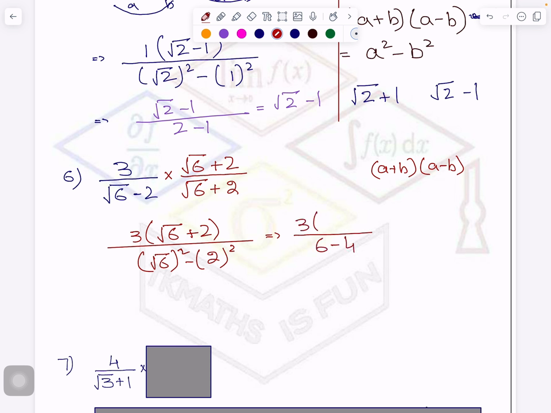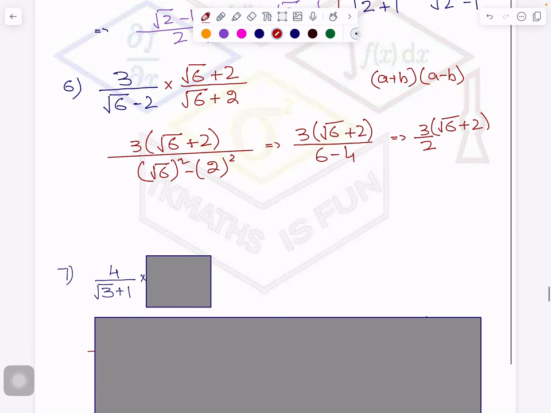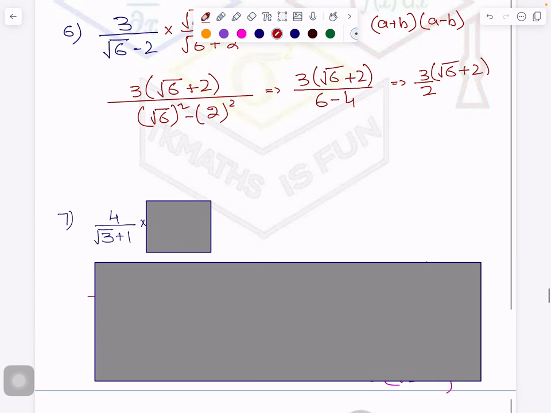Now 6 minus 4 is what? 2. So you got 3 upon 2 root 6 plus 2. So this is how you simplify it. Now you try this number 7. I have solved it here. You can put the video on pause and then see the solution. Okay, but I'm showing it to you to save the time. So you can put the video on pause now.